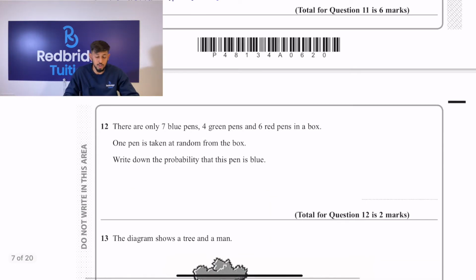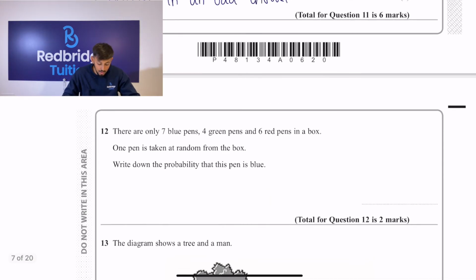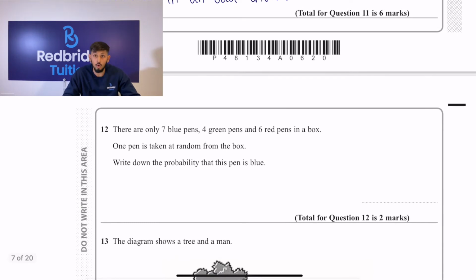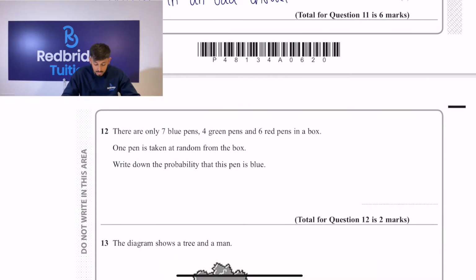Now, moving on to question number 12. There are only 7 blue pens, 4 green pens, and 6 red pens in a box. 1 pen is taken at random from the box. Write down the probability that this pen is blue.